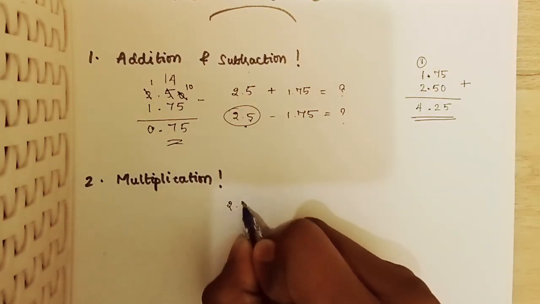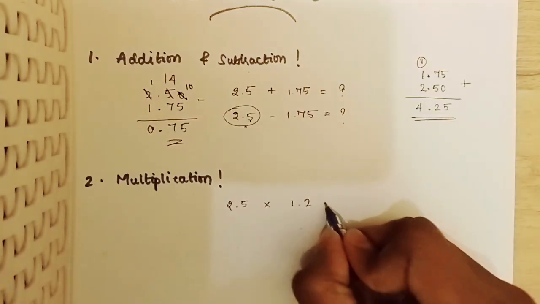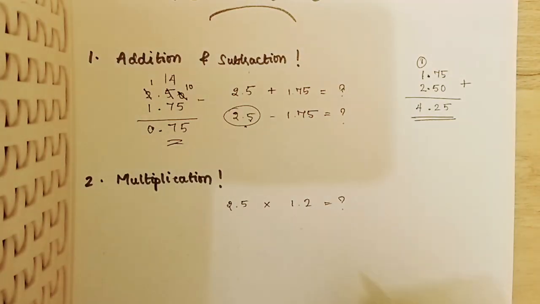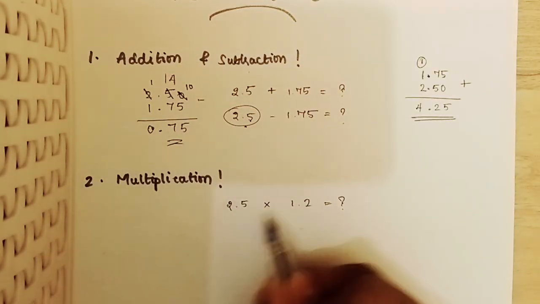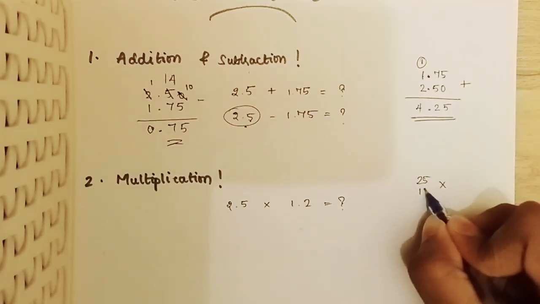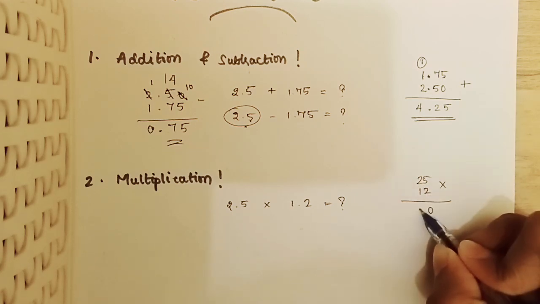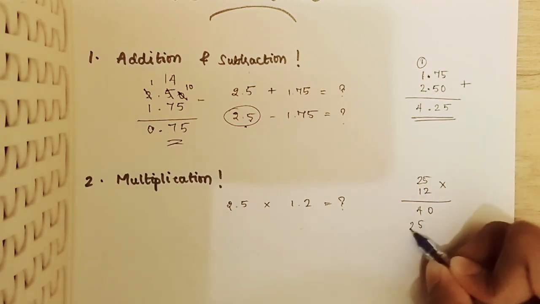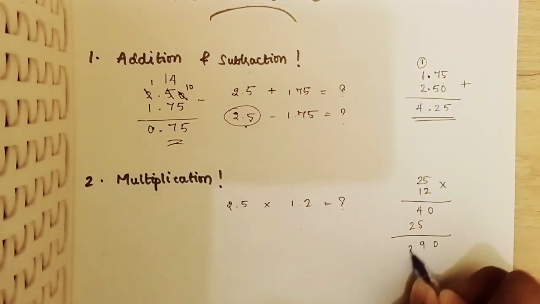Let's take an example. 2.5 multiplied with 1.2 is equal to, okay. For this question, for multiplication, what we do is we multiply the numbers as it is. So 25 into 12, multiply it as it is. 2 5s are 10, 2 2s are 4, 5, 2. Okay, so that will give us 0, 9, 2.